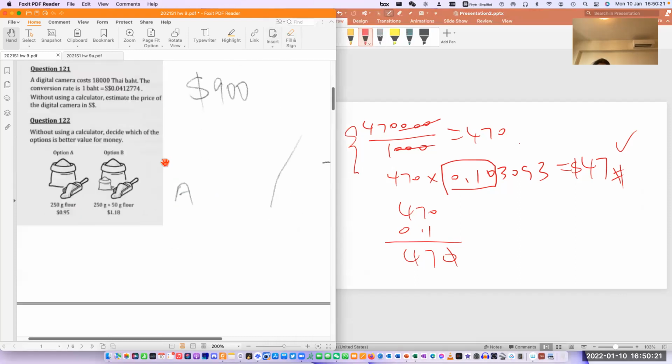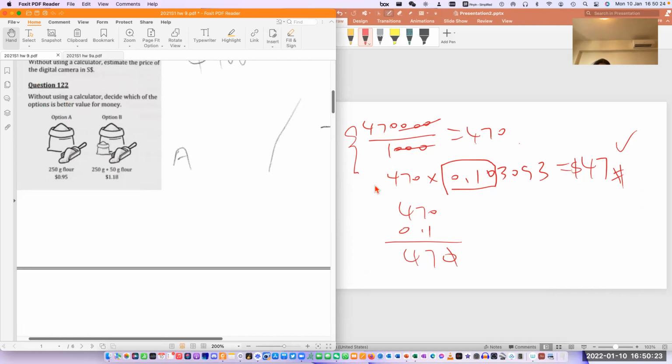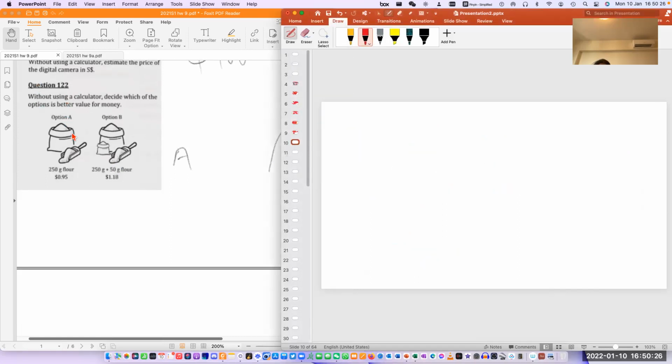Okay. So I'm not going to go through this, but I would like to talk about question 122 because I find that this is more interesting. You have 250 gram of flour, and they cost you 0.95. This is 250 plus 50, so it's 300 gram. This is 1.18. They ask which of the options is better value for money. So this is A, this is B. How do you do this?